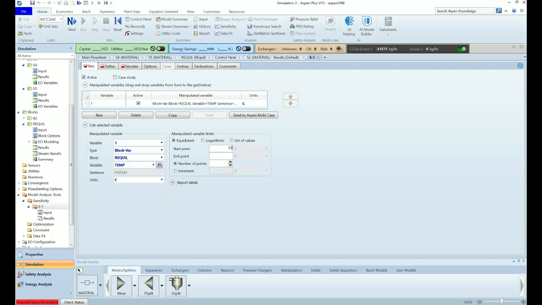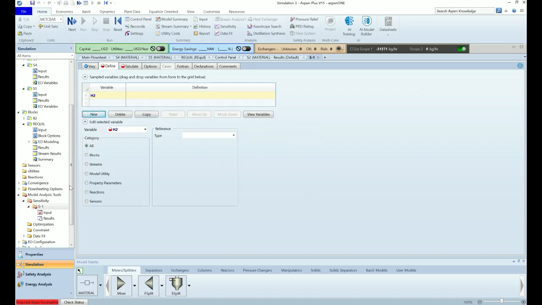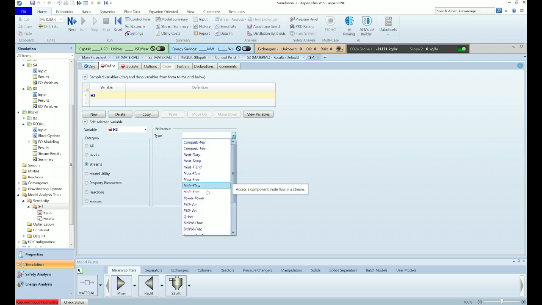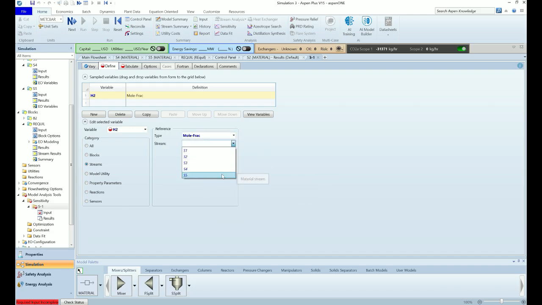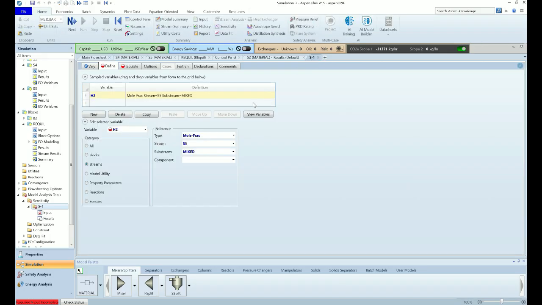Our starting point is 250. Our last point is 900. Increments of 50 Celsius degrees. Let's check here our variables in the output. I will call this one 82. I'll select it as a stream var because it's the molar fraction or the mass fraction of a compound in the output stream. Let me just check if this knows the S2 stream. Okay, S2 stream, our compound in this case is hydrogen.